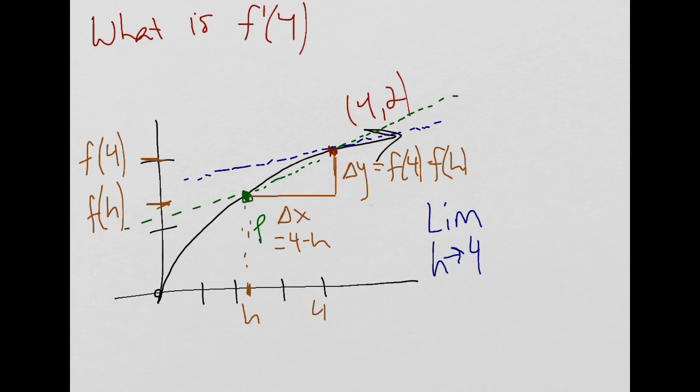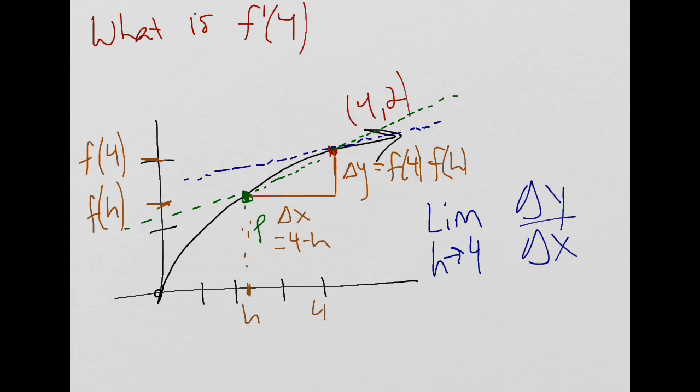And then, what am I looking at the limit of? Well, I want to look at this slope, the ratio of delta y over delta x, so the rise over the run. I already have that all written out. So I'm going to take f of 4 minus f of h. That's my delta y. Actually, maybe I'll write this out: delta y over delta x.